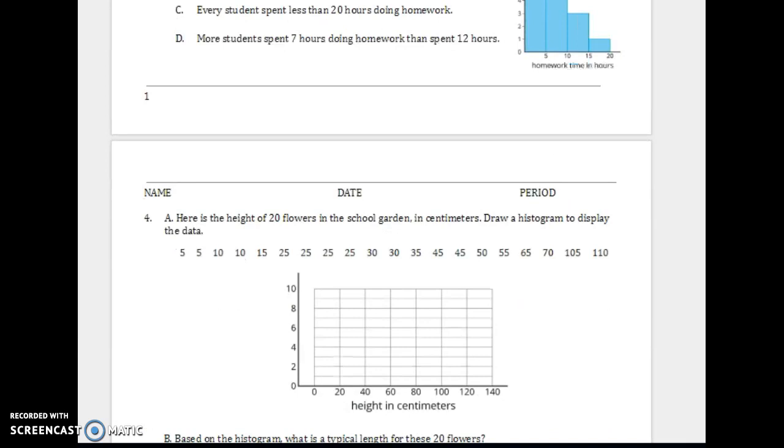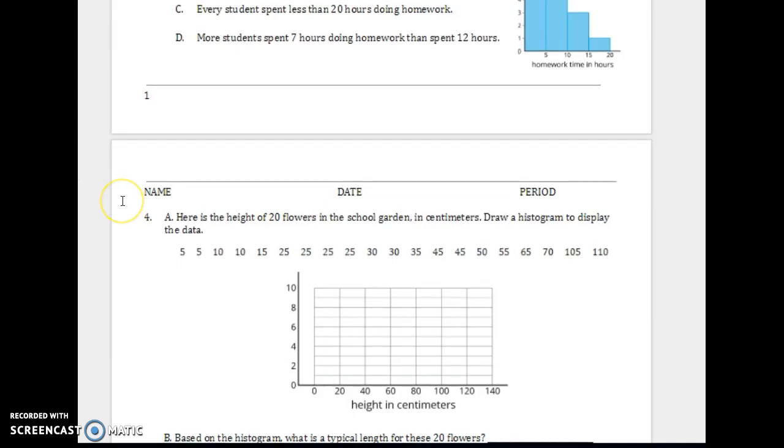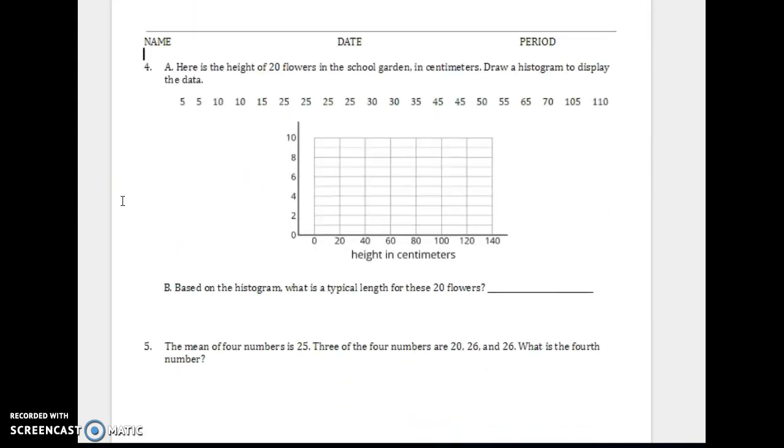Question 4. A. Here is the height of 20 flowers in the school garden in centimeters. Draw a histogram to display the data. B. Based on the histogram, which is a typical length for these 20 flowers?